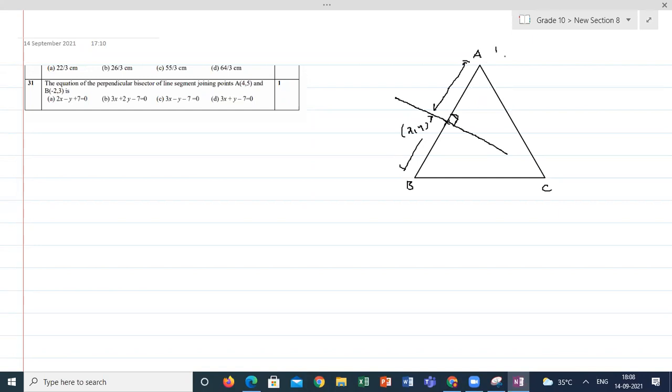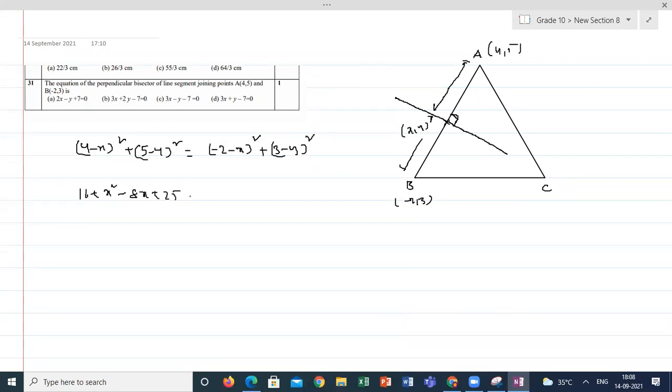So where A is 4 comma 5, B is minus 2 comma 3, simply (4 minus x) whole square plus (5 minus y) whole square will be equal to (minus 2 minus x) whole square plus (3 minus y) whole square. So this will give 16 plus x square minus 8x plus 25 plus y square minus 10y is equal to 4 plus x square plus 4x plus 9 plus y square minus 6y. So x square, y square are cancelled on both sides.